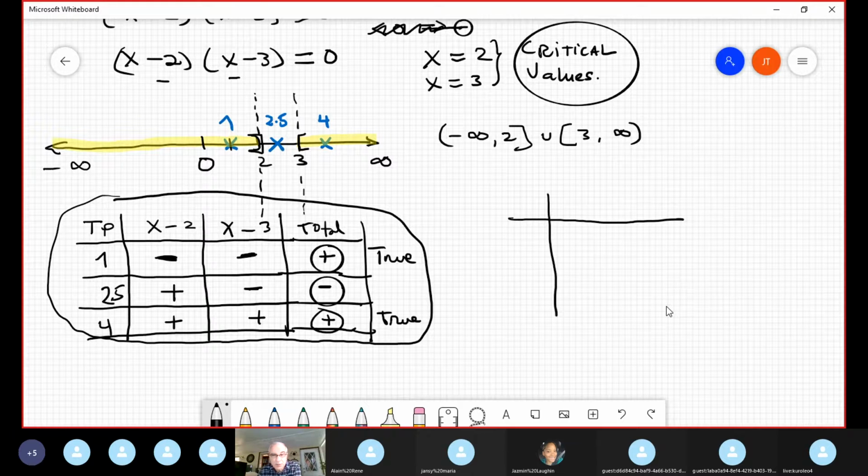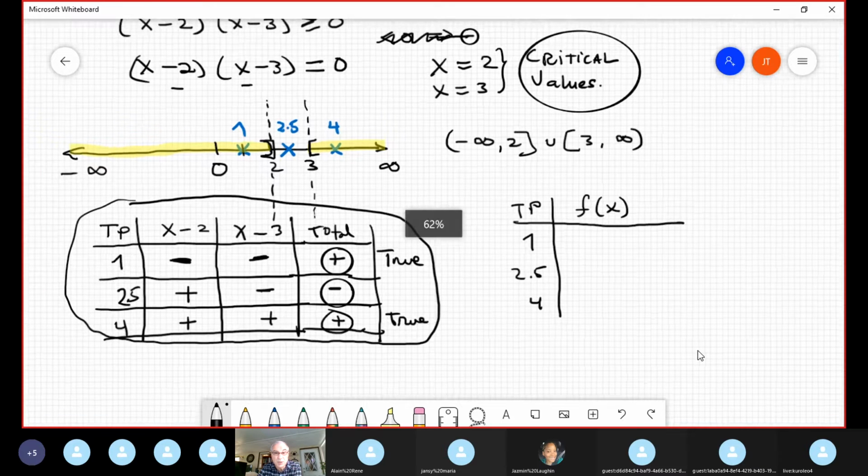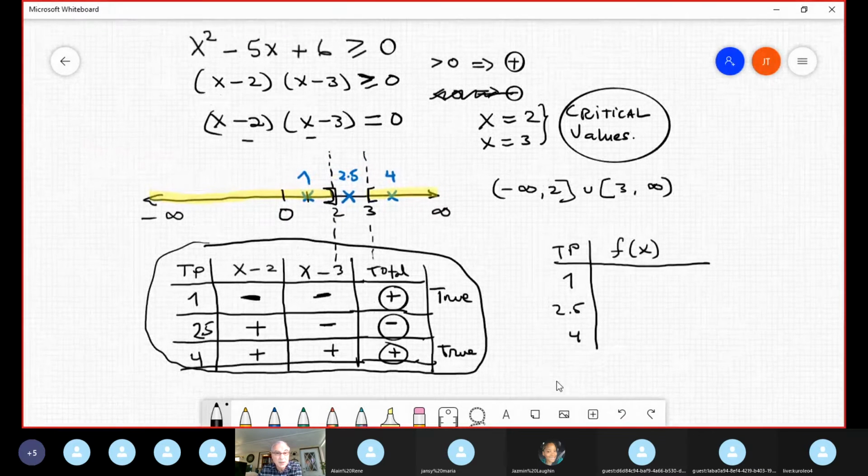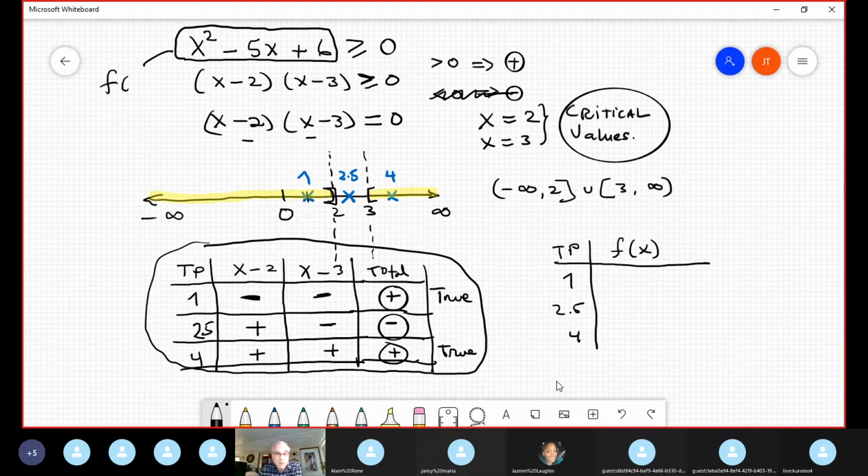And you put here a testing point. Okay, 1, 2.5, and 4. And you evaluate the function f of x. Who is f of x? Well, f of x is the original expression we have in the left-hand side. This is our f of x, no? And you evaluate in 1, you evaluate in 2.5, you evaluate in 4.